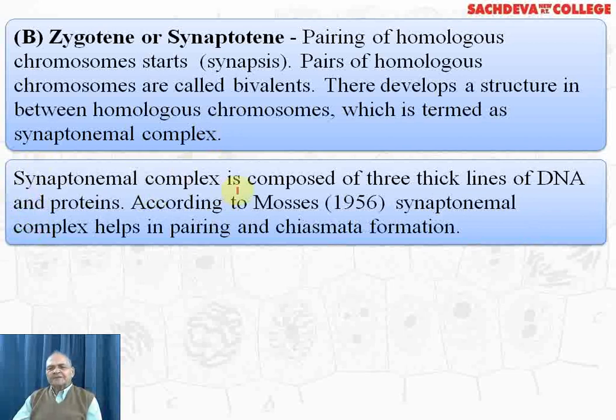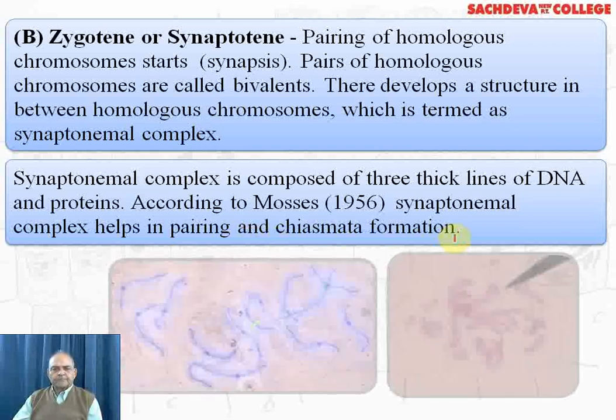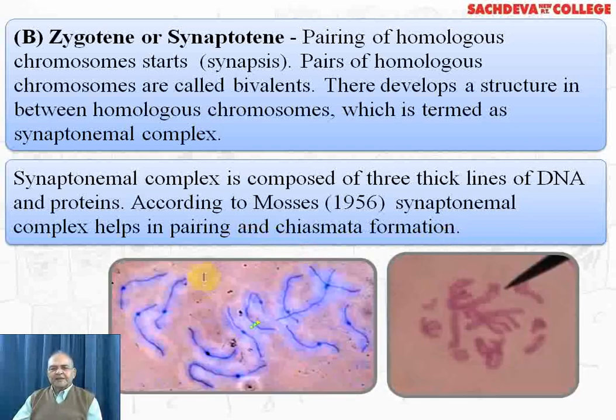Synaptonemal complex is composed of 3 thick lines of DNA and proteins. According to Moses, 1956, synaptonemal complex helps in the pairing and chiasmata. Chiasmata formation is the result of crossover. Here you can see the pairing of the chromosomes. It can start from one end or it can start from the centromere.